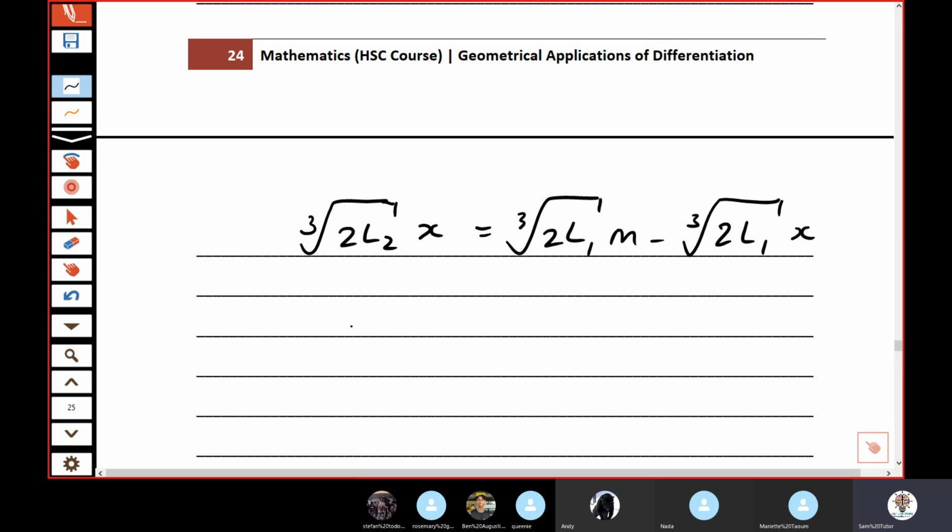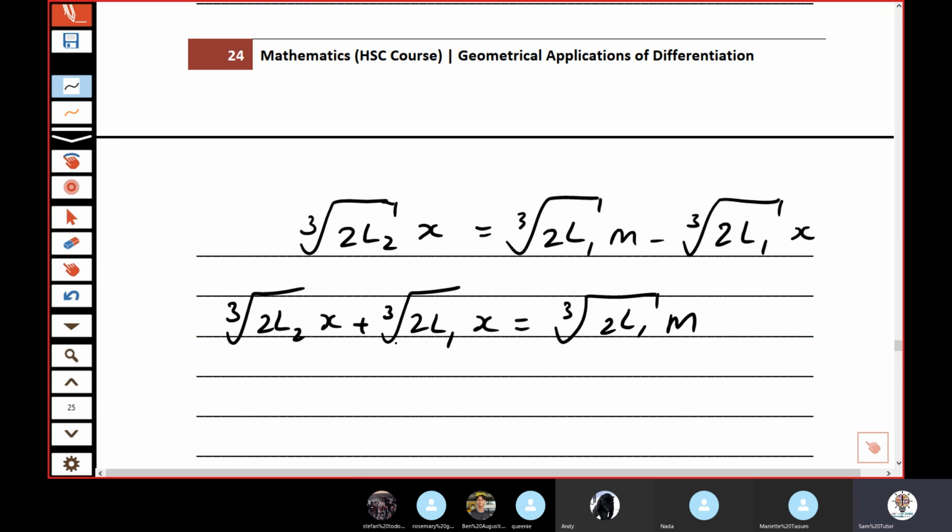Now what do you do? I think it's pretty straightforward after here, right? What are you going to do to this? Yep, so you're going to add it. x is on one side, so cube root L2 x plus cube root L1 x equals cube root L1 m.